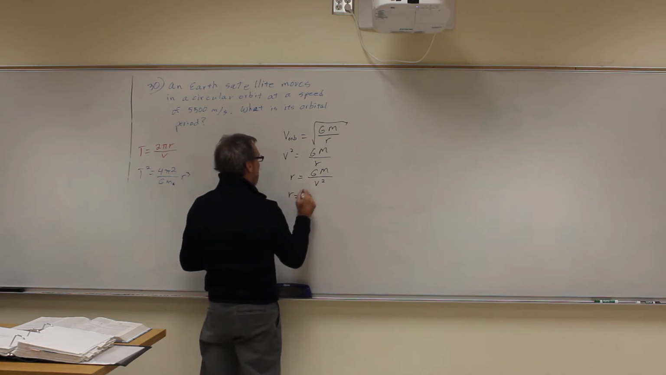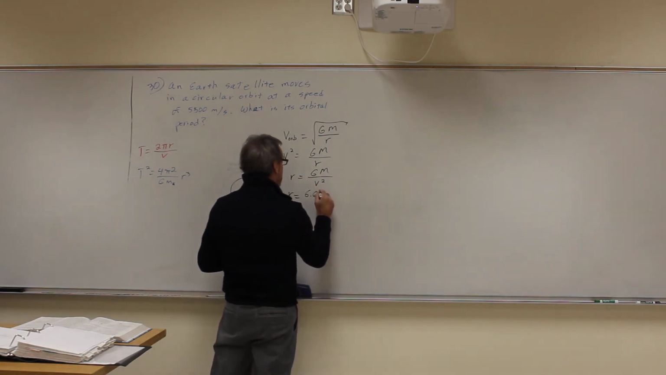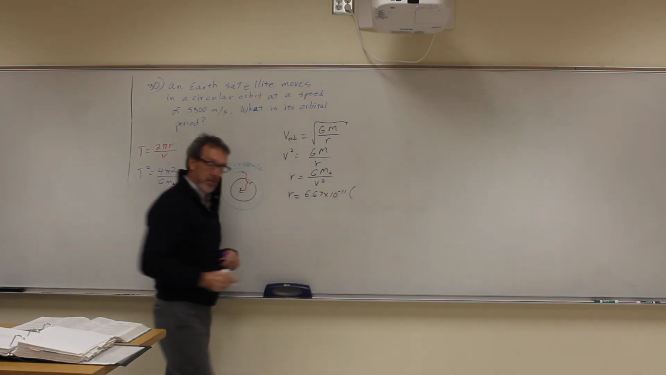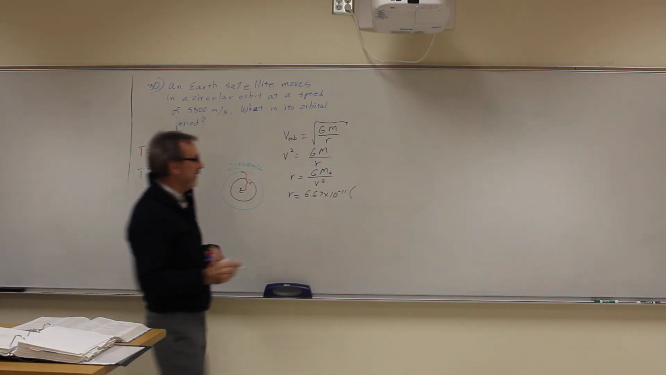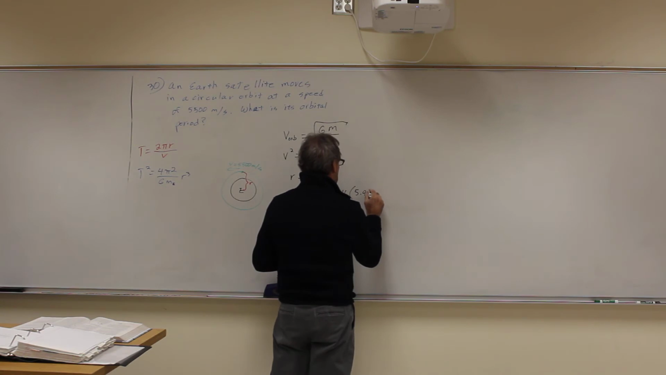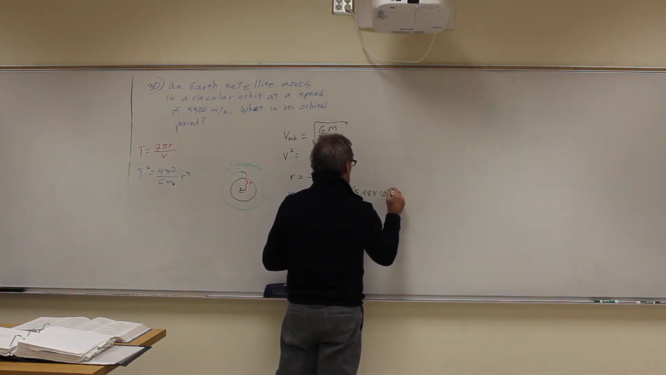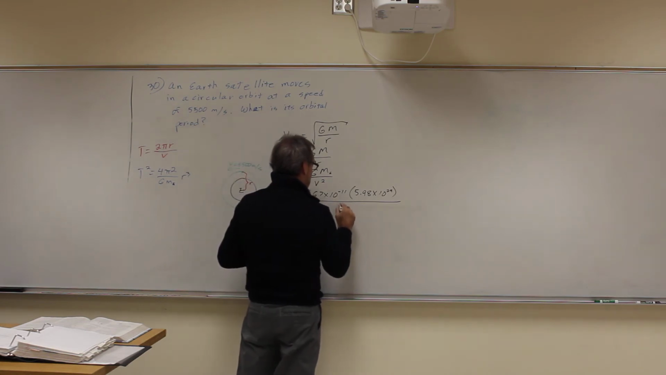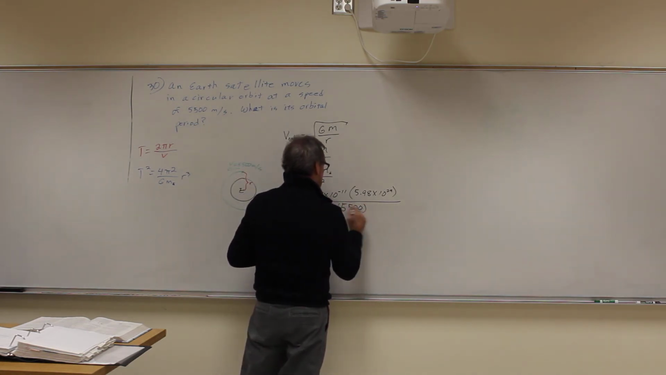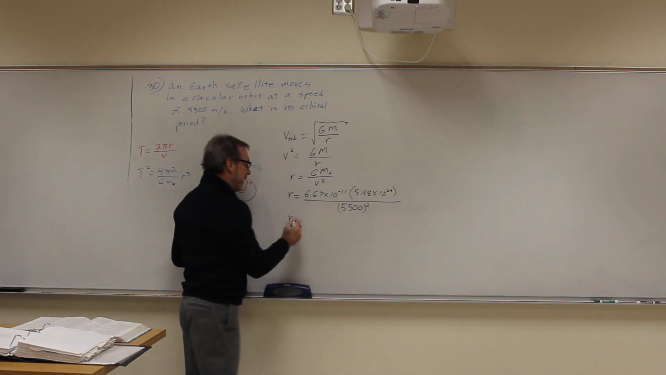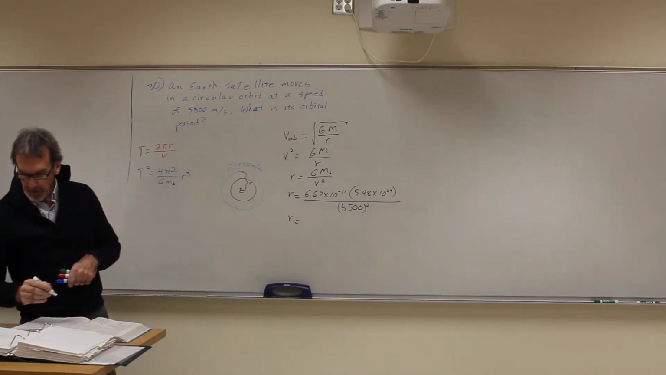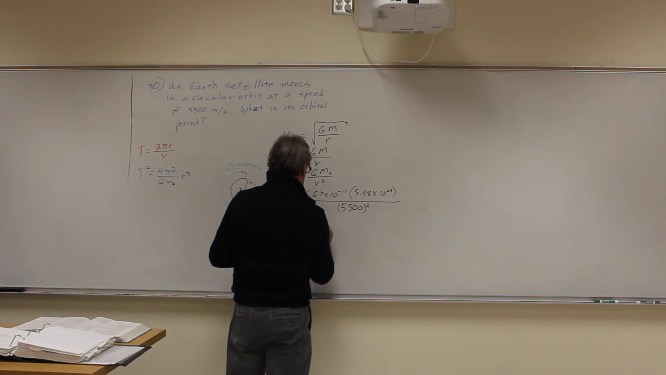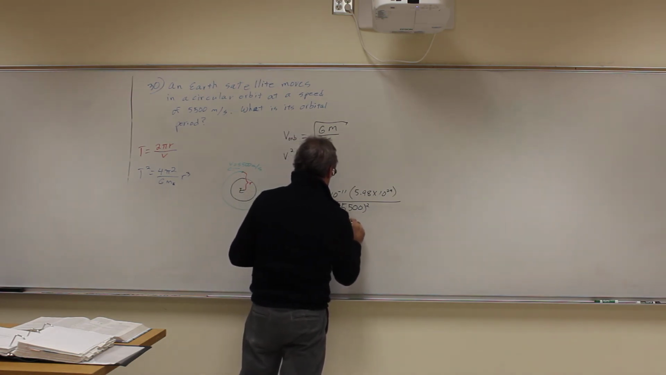So we can say r is equal to G, which is 6.67 times 10 to the minus 11. Again, this is the mass of the Earth, which is 5.98 times 10 to the 24th, all divided by the velocity squared. Well, we have that, so we have 5,500 squared, and we get r. And in this case, we get r is equal to 1.318 times 10 to the 7th meters.